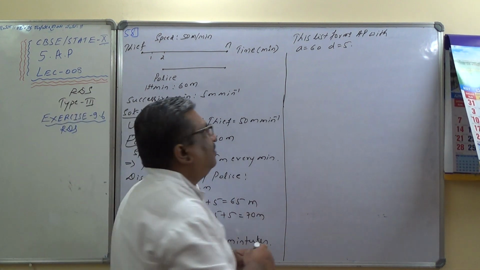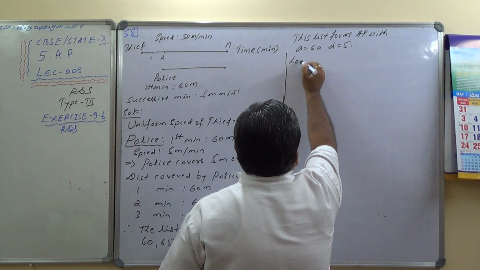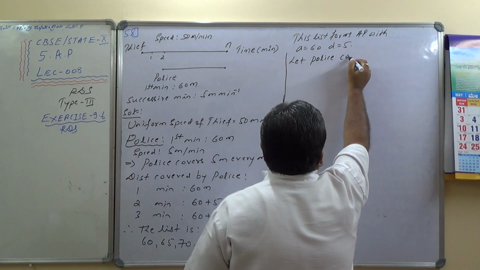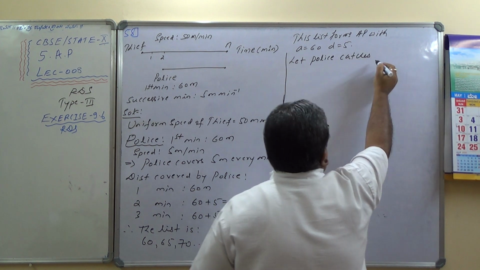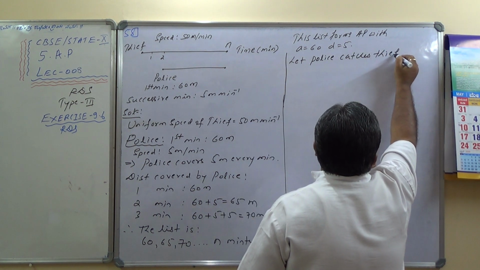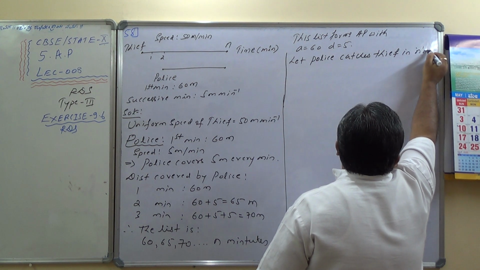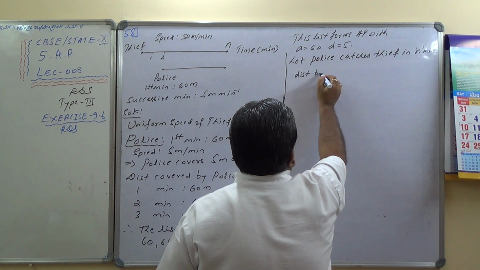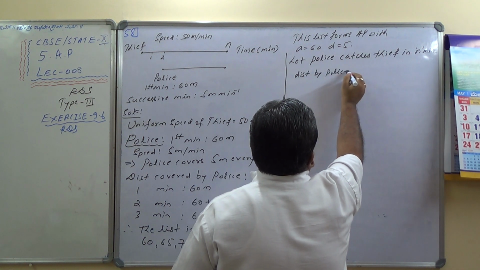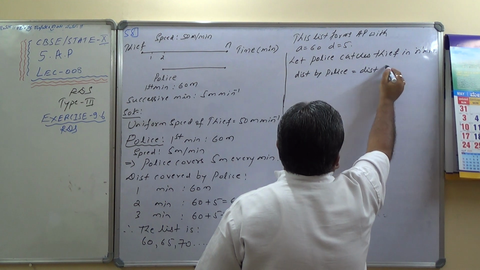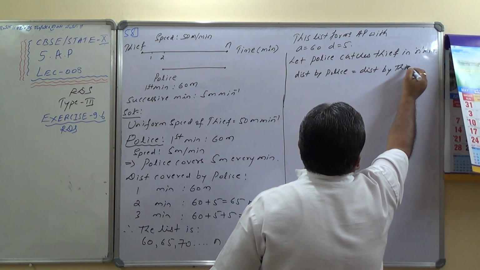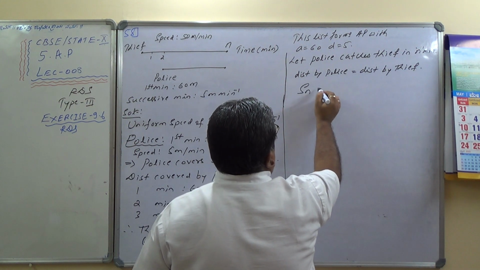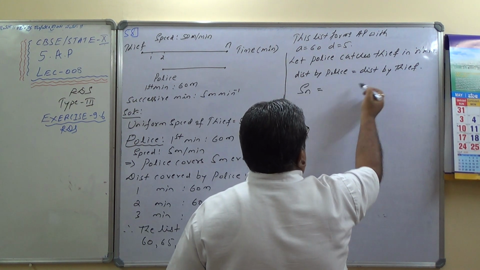So let's see. Therefore, let police catch thief in n minutes. So distance by police equals distance covered by thief. This is nothing but Sn here, which equals distance covered by thief.